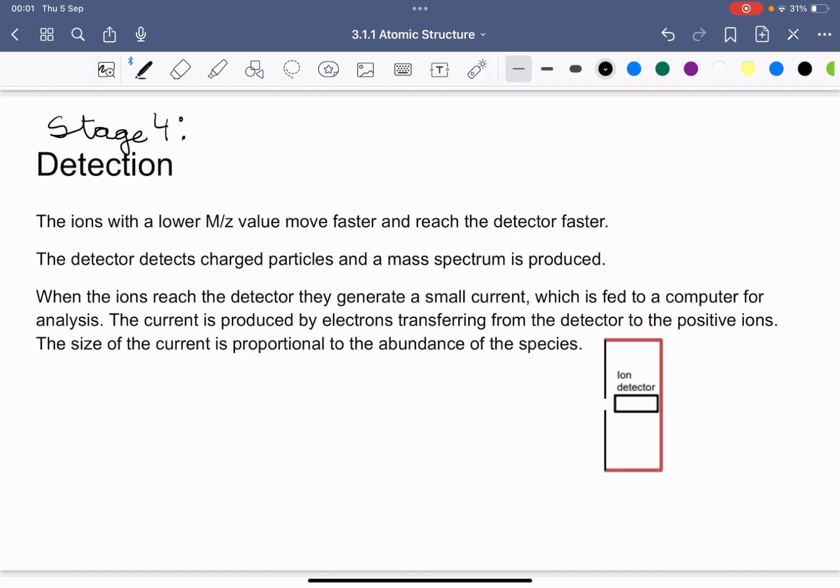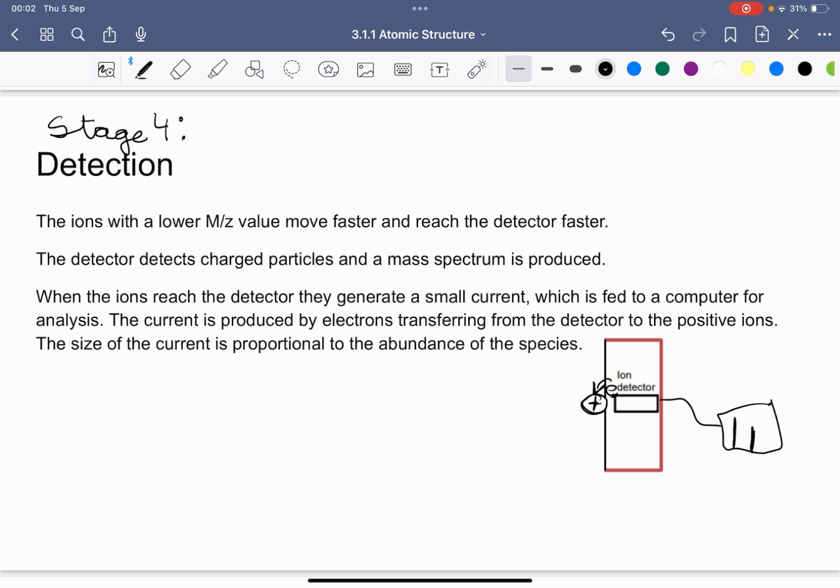When the ions reach the detector, they generate a small current which is fed to a computer for analysis. The current is produced by electrons transferring from the detector to the positive ions. The size of the current is proportional to the abundance of the species. Okay, so essentially, when your positive ion hits the detector, an electron transfers to the positive ion, and then a current is generated to a computer, and then the abundance is recorded.